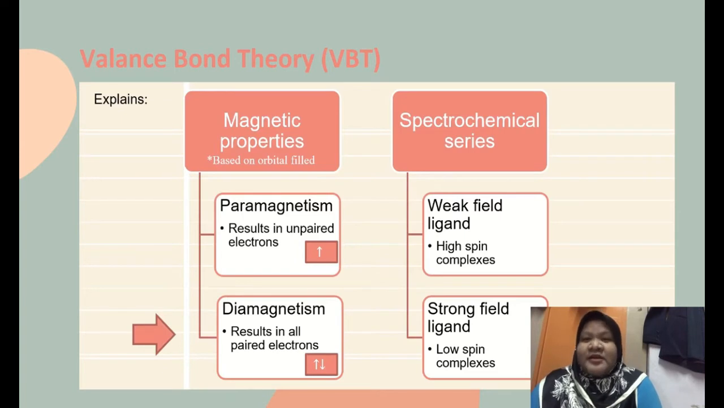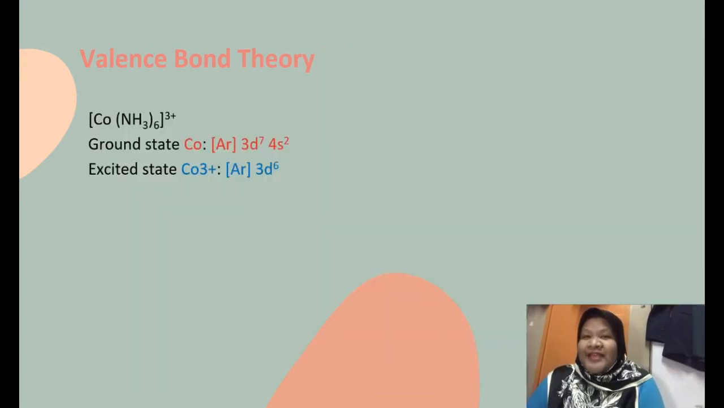For the spectrochemical series, we will know that a weak field ligand gives a high spin complex, and a strong field ligand will have a low spin complex. Let's move on to how we can determine it.